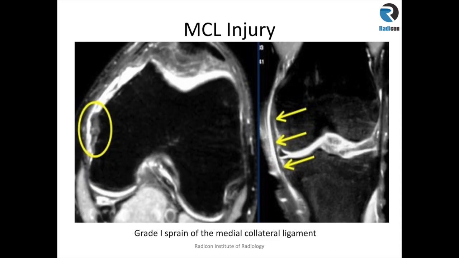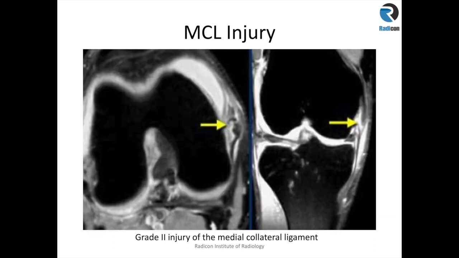Grade 1 is a sprain of the medial collateral ligament, where you get thickening of the MCL with superficial edema or soft tissue reaction, but the general morphology of the MCL is almost maintained. Grade 2 injury is a partial thickness tear, so the MCL is a bit more swollen, heterogeneous in appearance with signal change within and around it as well, and it's difficult to make out the normal morphology of the proximal MCL. So this is an example of a grade 2 or partial thickness tear.